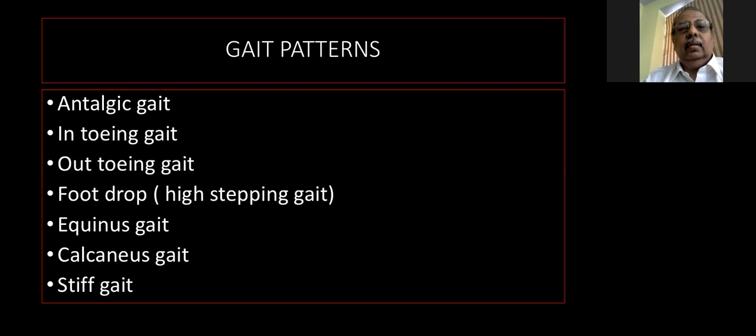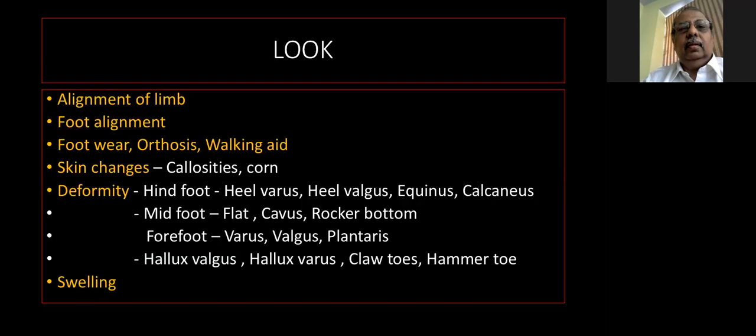Various types of gait patterns are there in foot problems: antalgic gait, in-toeing, out-toeing, foot drop gait, equinus, calcaneus, and stiff gait. Many other types are also there. Now, how will you evaluate? Look at the foot alignment and the footwear. Examination of the footwear is very, very important.